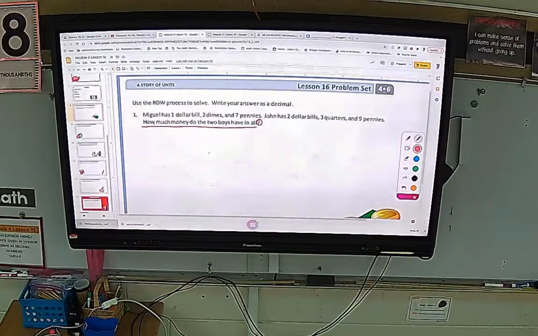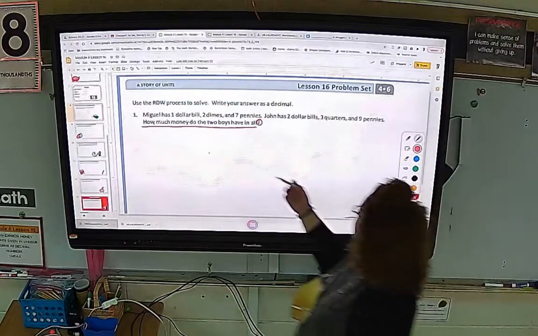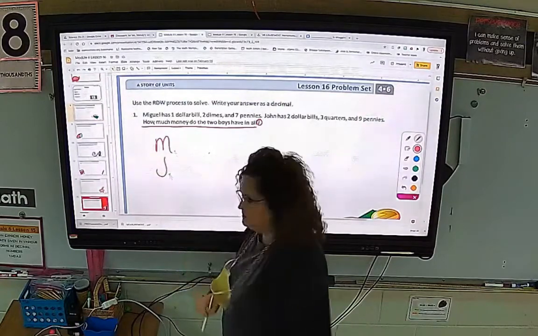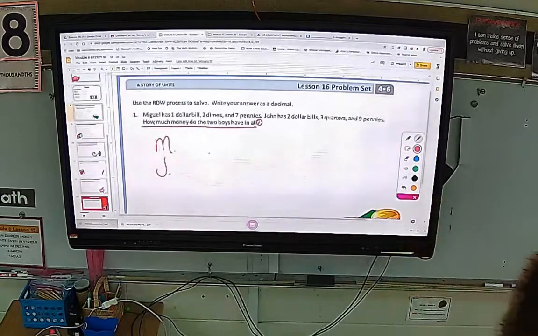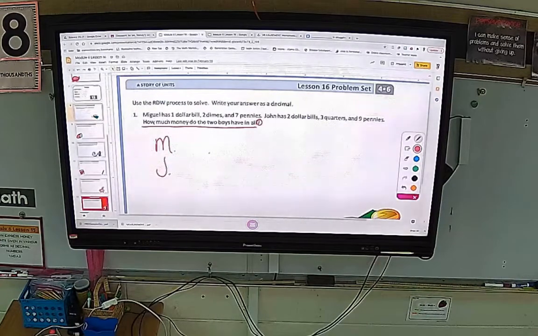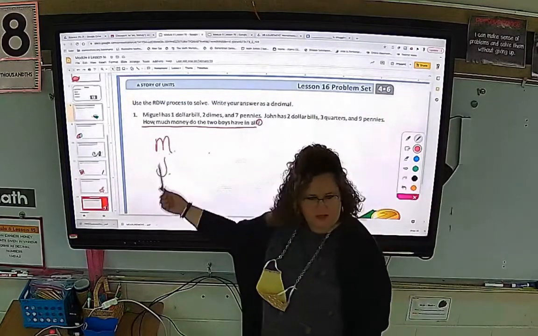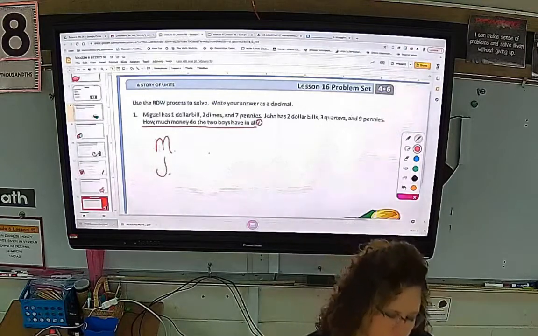If they want to know how much money they have in all, then this is one of our easier ones to figure out. What are we going to need to do? Add up. Well, we're going to add what Miguel has, and we're going to add what John has. We're just going to put their initial. Guys, it helps if you will pull out important information. So on your board, at the top of the board, put an M and put a J. M is for Miguel. J is for John.